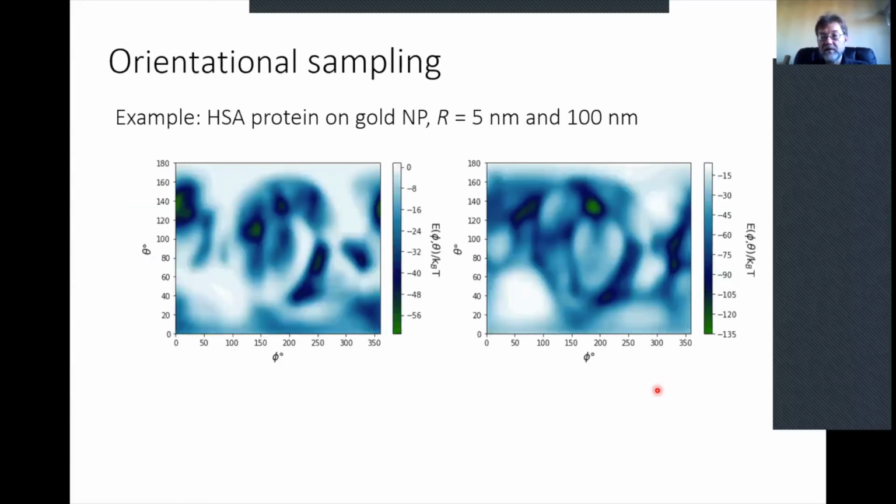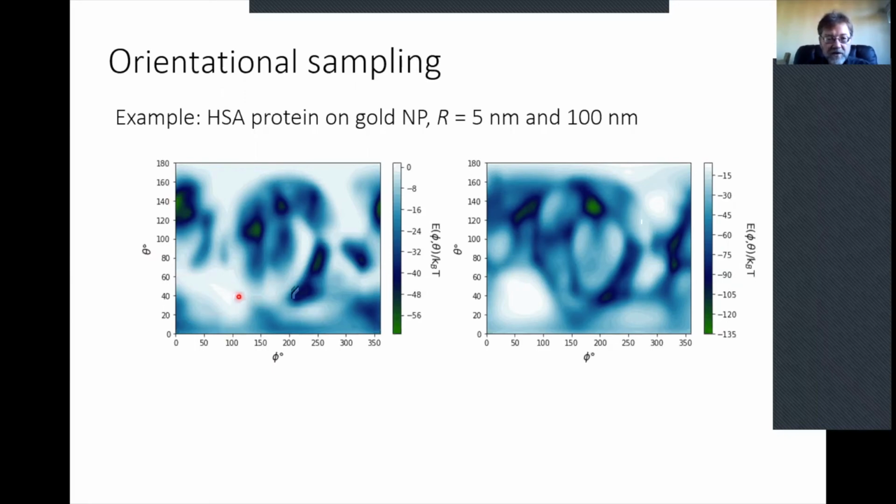Good. Then another outcome of the model is quite an impressive thing, a heat map of energies. What's shown here on these heat maps is the energy of protein interaction with the nanoparticle. So it's human serum albumin on gold nanoparticles of two different radii, 5 nanometers and 100 nanometers. And what's shown on this heat map are the energies versus two orientation angles. We rotate the protein like this, and then like this, around two different Euler angles, theta and phi.